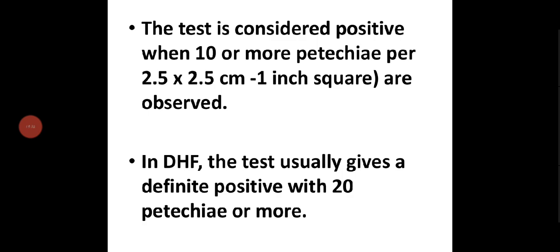Okay. When you do that, if there is presence of petechiae, that is a reddish discoloration in the skin, then it is a positive factor. In DHF, the test usually gives a definite positive with 20 petechiae or more. In DHF, you will see more than 20 petechiae.